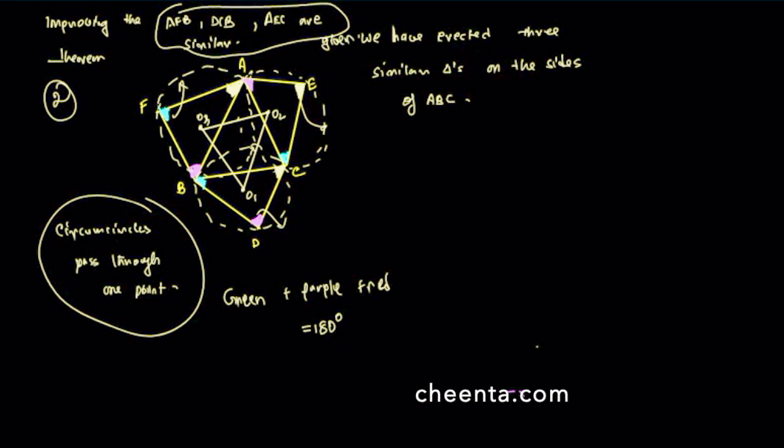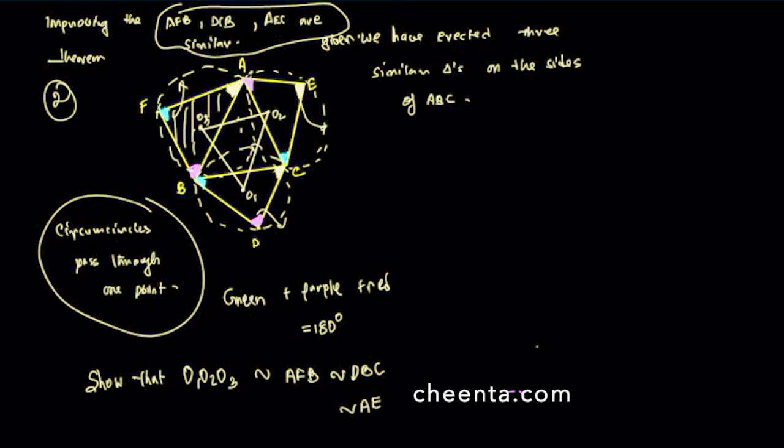So what we have done is we have created a triangle using the circumcenters of these three similar triangles. So show that O1, O2, O3 is similar to each of these triangles: to AFB, which we know is similar to DBC, which we know is similar to AEC.